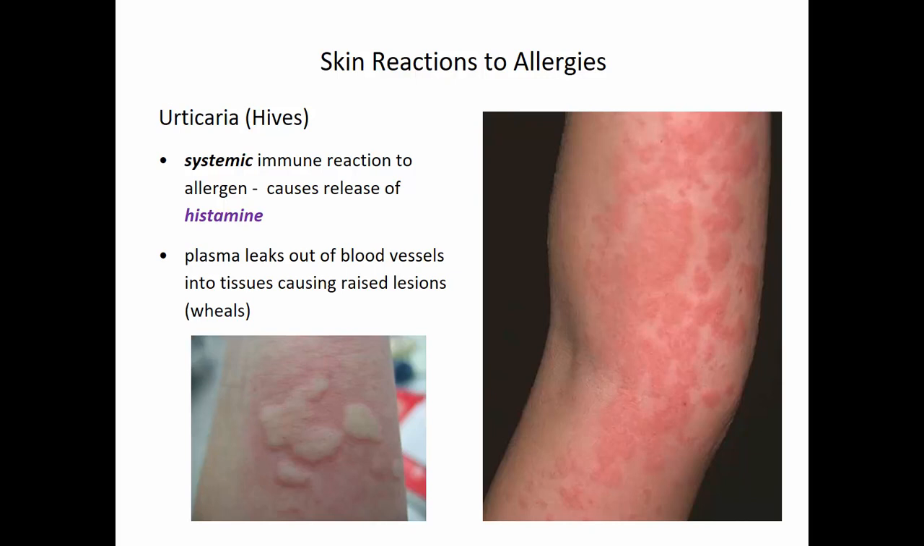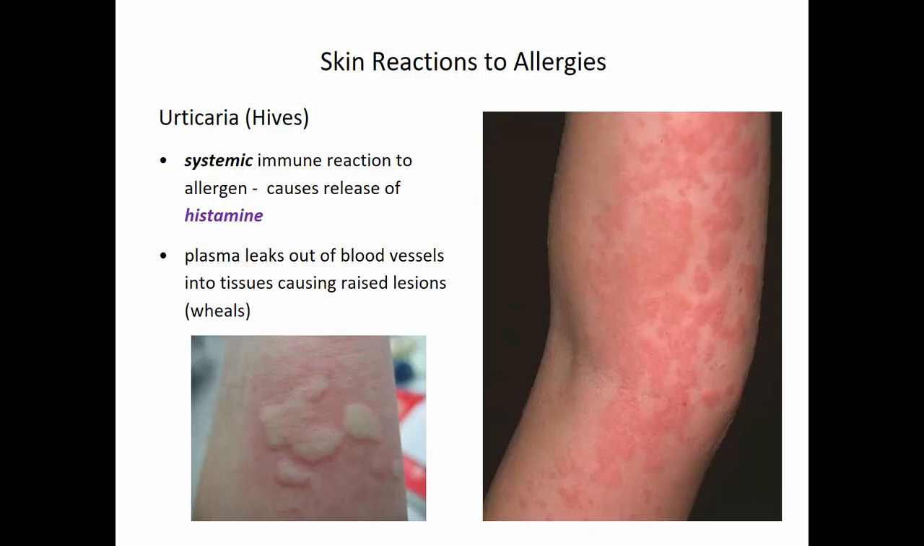So the first category are skin reactions that are related to allergies or to our immune system. For example, if we ingest or have an allergen, something that our immune system reacts to, that becomes systemic, then this will cause the release of histamine, and this will cause a systemic reaction that we call urticaria or hives.